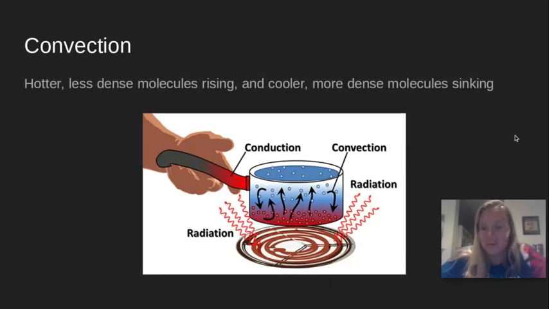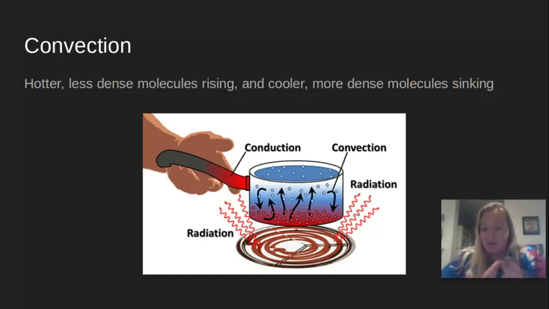Next up is convection. So convection is when hotter, less dense molecules rise, and cooler, more dense molecules sink. So let's talk about that. So remember, when we say something's hot or has a higher temperature, it means the molecules are moving faster. As molecules move faster, they're going to bounce off of each other harder, and they're going to start to spread out. So hotter things are going to be less dense, which means their molecules are spread further apart, and this is going to make them rise up.